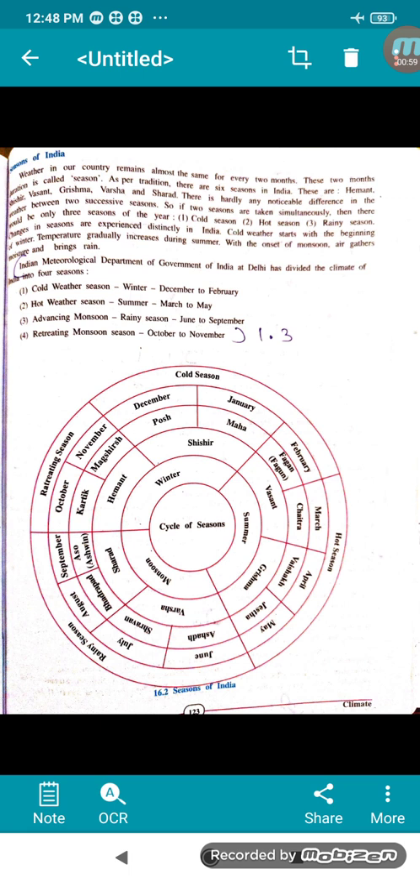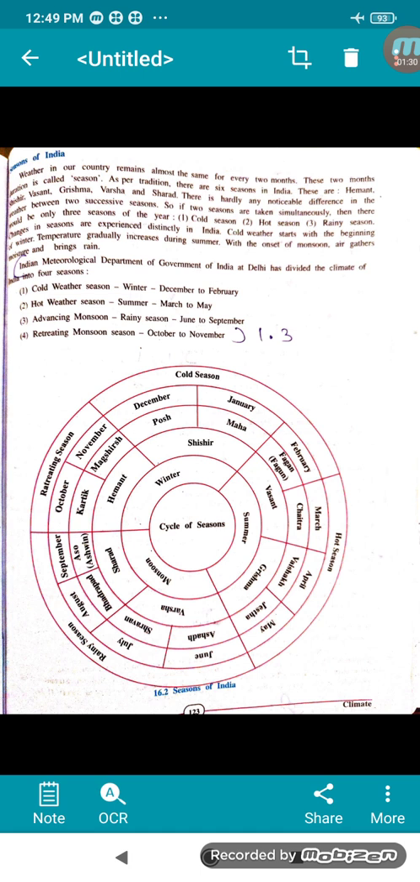There is hardly any noticeable difference in the weather between 2 successive seasons. So if these 2 seasons are taken together, then there would be only 3 seasons of the year. That is why it is considered as cold season, hot season and rainy season. Changes in seasons are experienced distinctly in India. Cold weather starts with the beginning of winter. Temperature gradually increases during summer. With the onset of monsoon, air gathers moisture and brings rain.